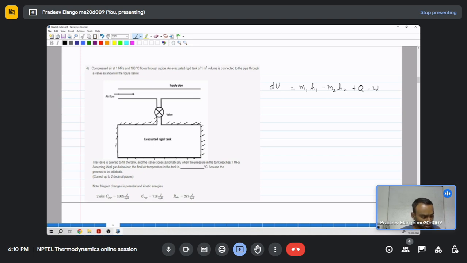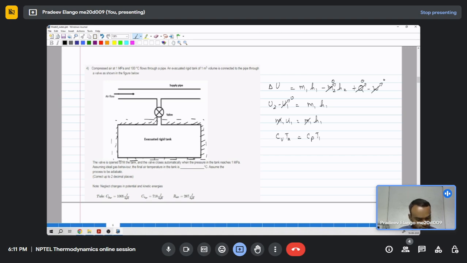So in this case there is only one mass coming in, and there is no mass going out, and since it is adiabatic, Q is 0, and we know there is no work transfer, so W is also 0, and this is dU or delta U is U2 minus U1. This is equal to m1 h1. We know it is an evacuated rigid tank, so U1 is 0, so we are left with only U2. At the final state the mass of the control volume, that is this rigid tank, is same as the mass that is coming in, so that is m1 into u2 is equal to m1 into h1. Now m can get cancelled, and we are left with u equal to h, that is Cv into temperature of the air is equal to Cp into T1.